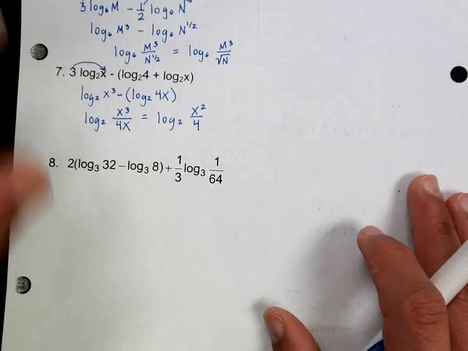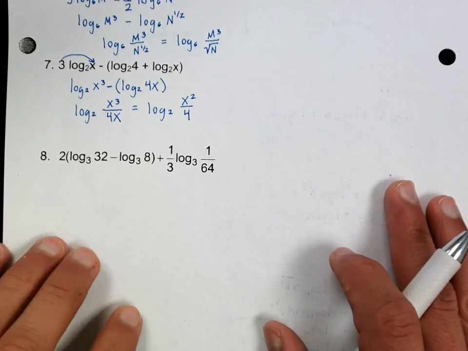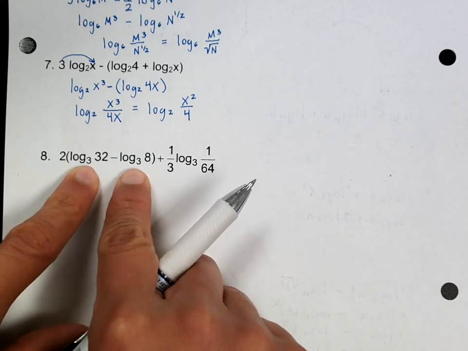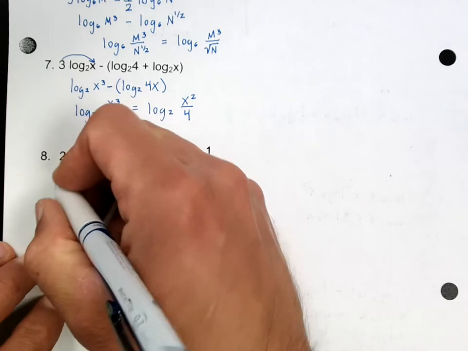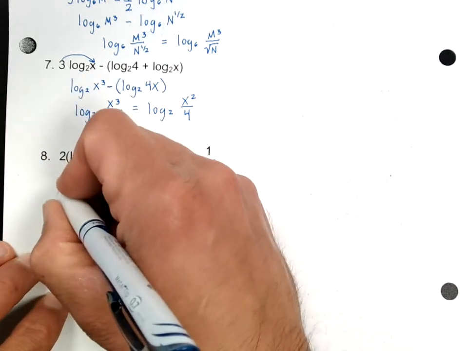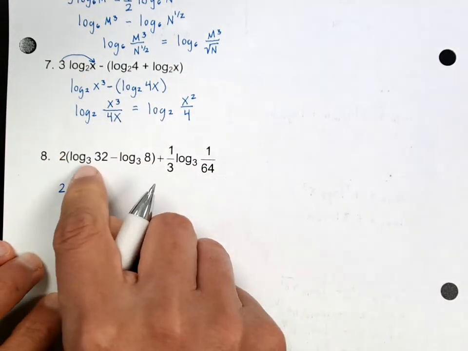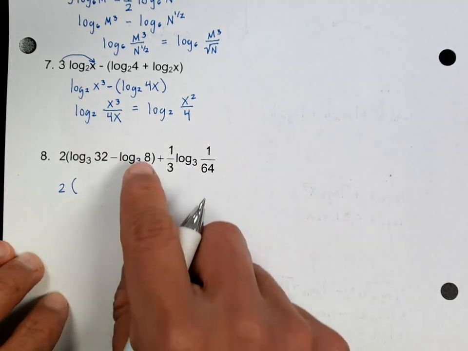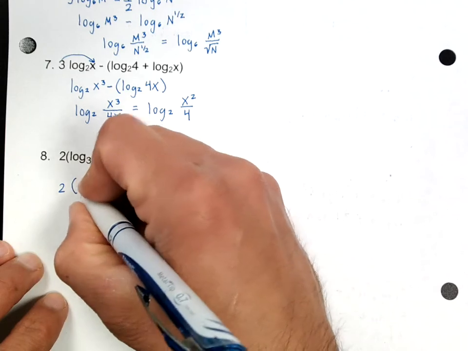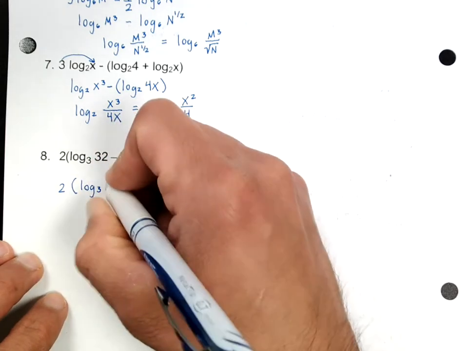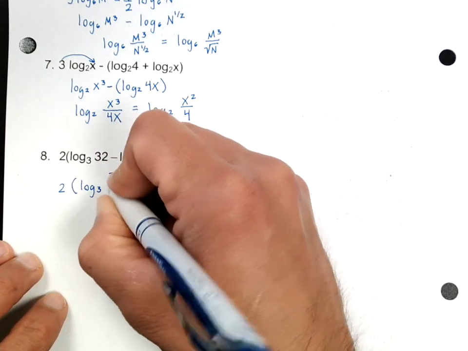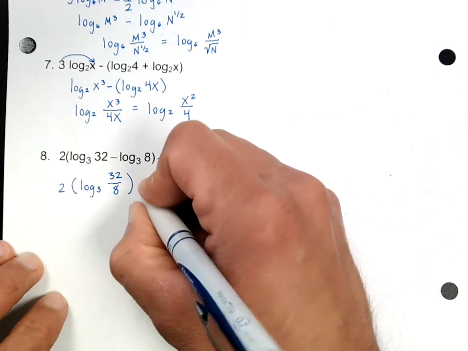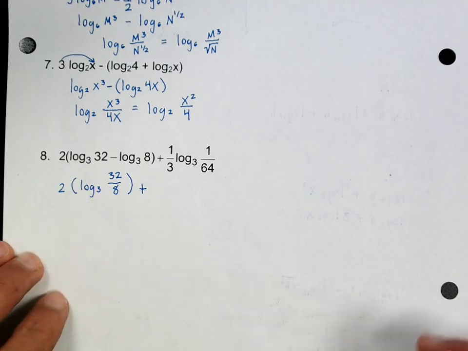All right, number 8. Okay, again, make sure you do whatever's inside the parentheses first. So don't bring that 2 up as a power or anything yet until you deal with that. What do you do when you subtract? You divide, right? So this is going to be, what's 32 divided by 8? Hopefully somebody said 4, hopefully. All right, so this is that. So I'm going to write it like that so you can see all my steps.